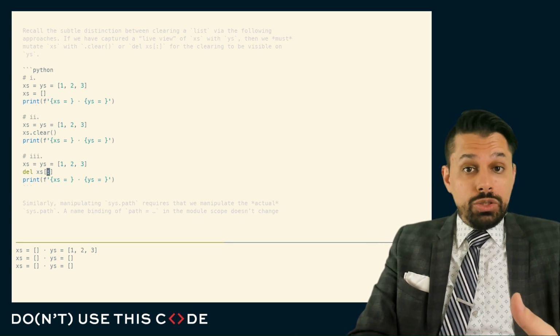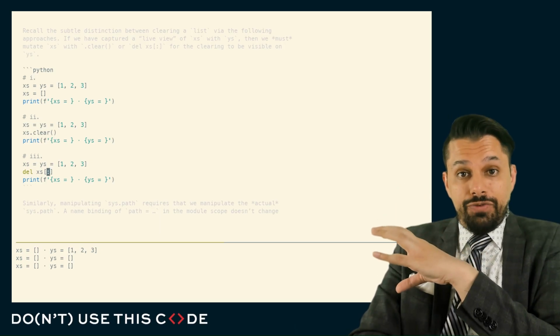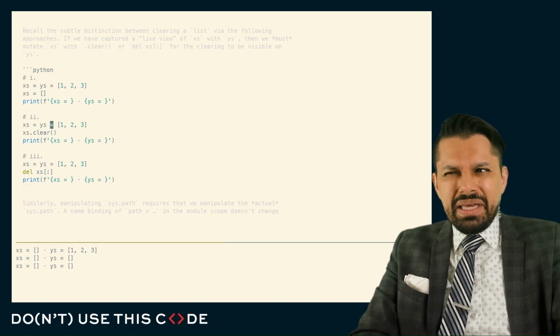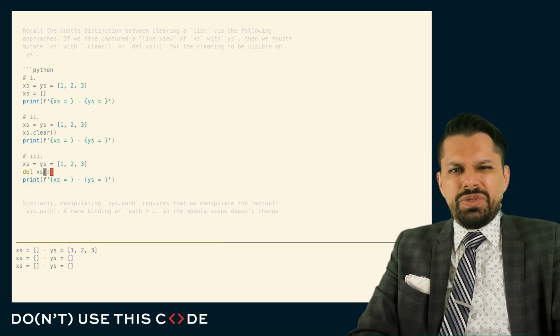Which of these two we want is going to be dependent on our circumstances, but it's important that we understand that there is a very subtle difference here. Is there a subtle difference between number 2 and number 3? Maybe. I guess if this is a set, then we can dot clear a set. But this syntax doesn't make sense on a set because we can't do slices of a set.